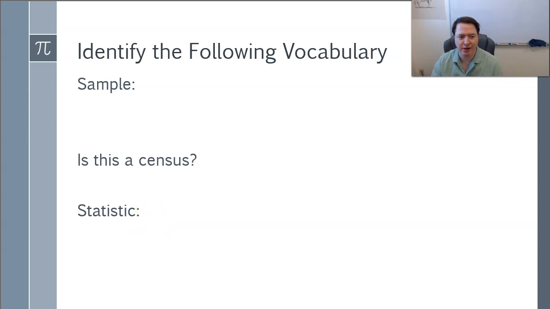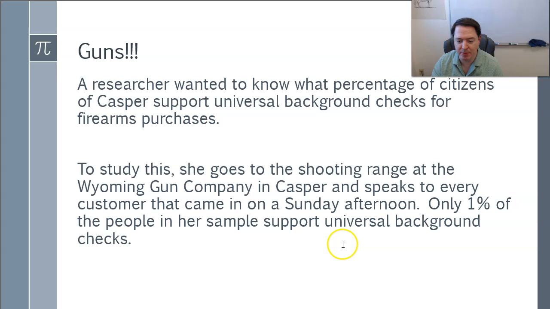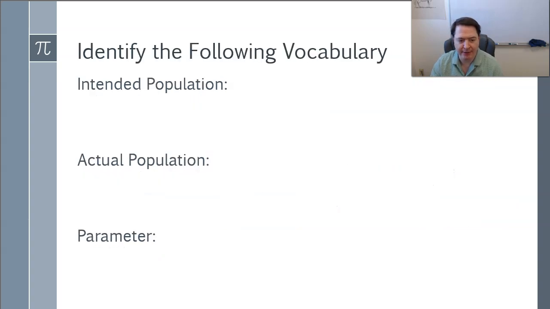Now, what's our statistic? All right, so this is something I've calculated from the sample to help us understand what that sample really looks like. And it needs to be numeric somehow. Okay, so here it says 1% of the people in her sample support universal background checks. Well, 1% is certainly a number, all right? And it's describing the sample. So that's our statistic here. The statistic here is that 1% of the people in the sample support universal background checks. Okay, I'm going to contrast that with the parameter in just a moment here because those are related but not the same.